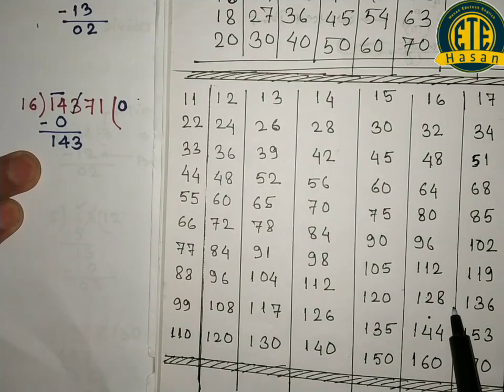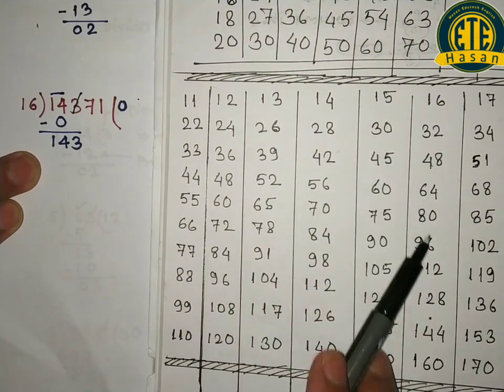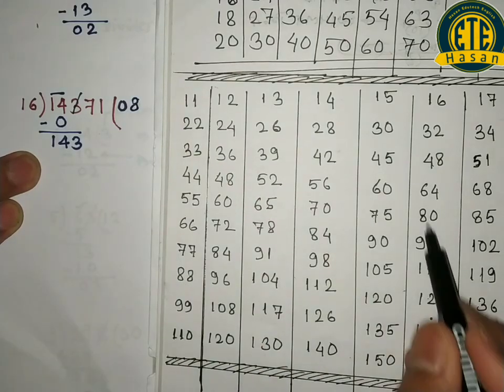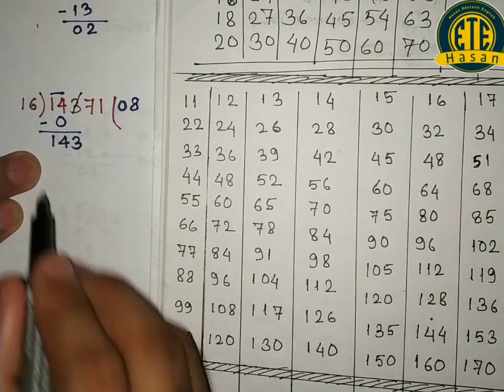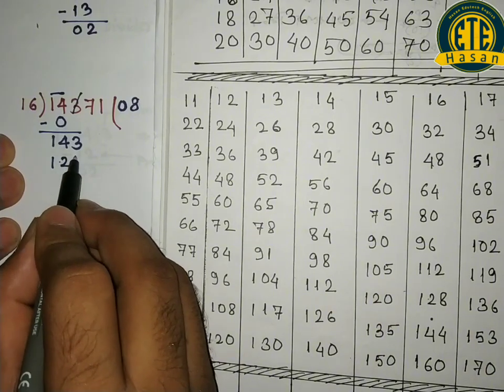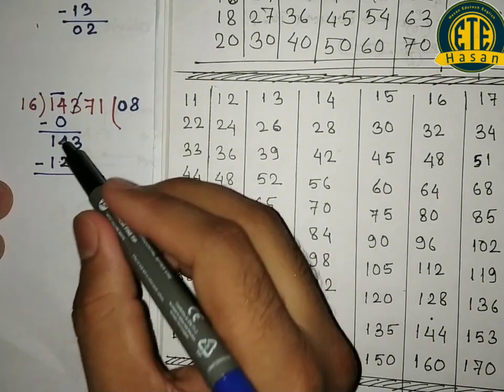So I will count up to 128. How many times? 1, 2, 3, 4, 5, 6, 7, 8 times. So 8 times count, and after 8 times count, what will we get? 128. 16 8 is 128. Now subtract it.